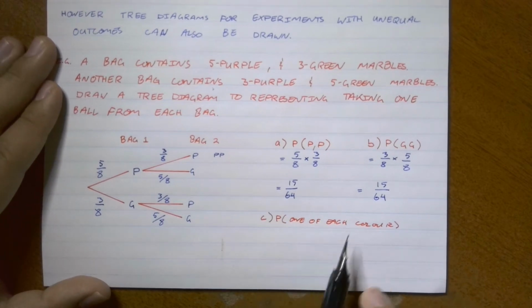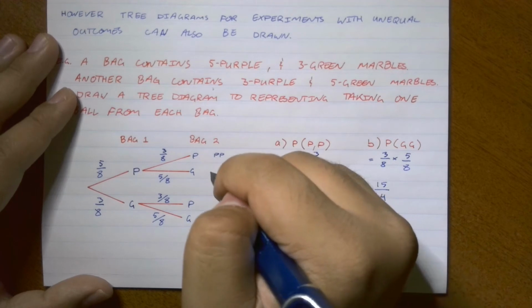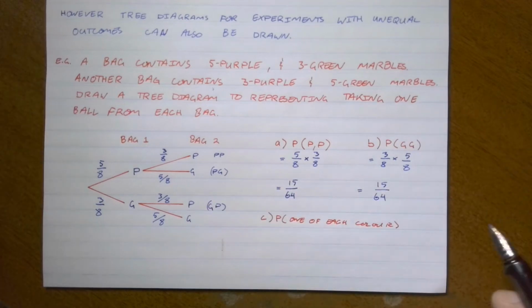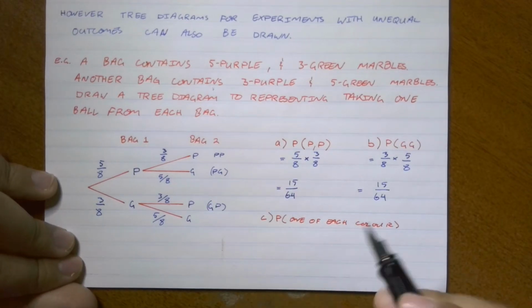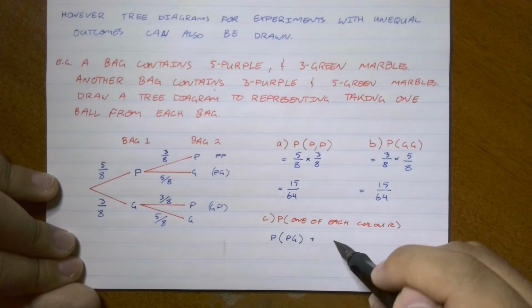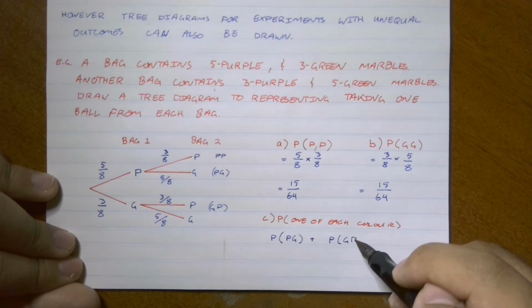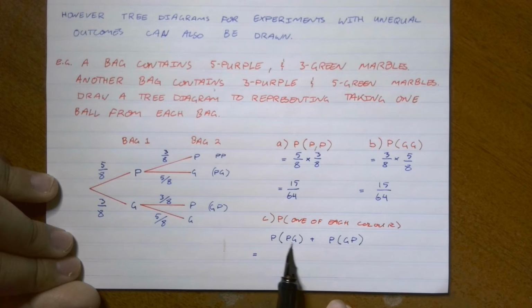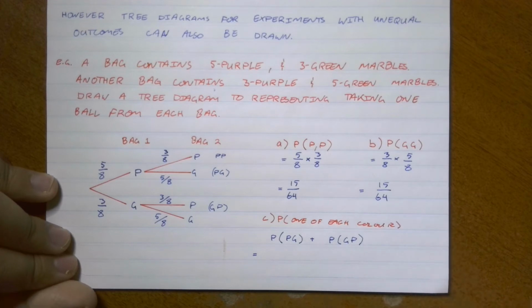Now, to get the probability of one of each color, it's either purple, green, so this one, or it's green, purple. Here's where it gets a little bit confusing. The probability of one of each color is the same as the probability of purple, green, plus the probability of green, purple. This multiplication only happens within the result, like this. But when we want to get the result of this being the same as the result of this, we add them. Because this is one of each color, but green, purple is also one of each color.